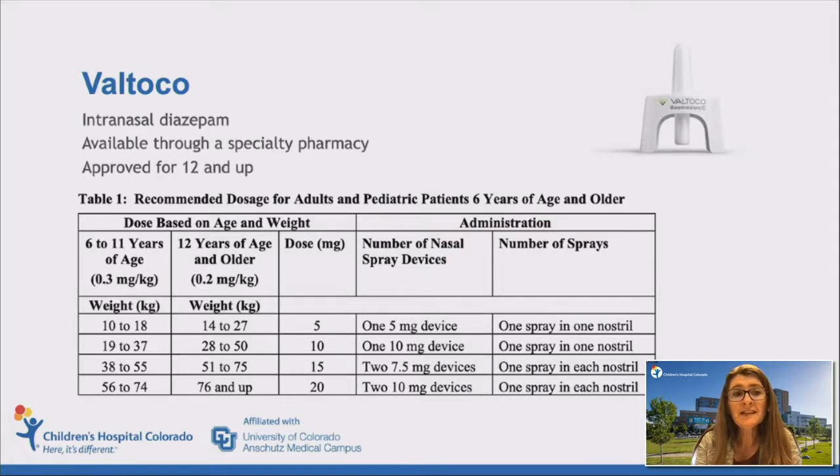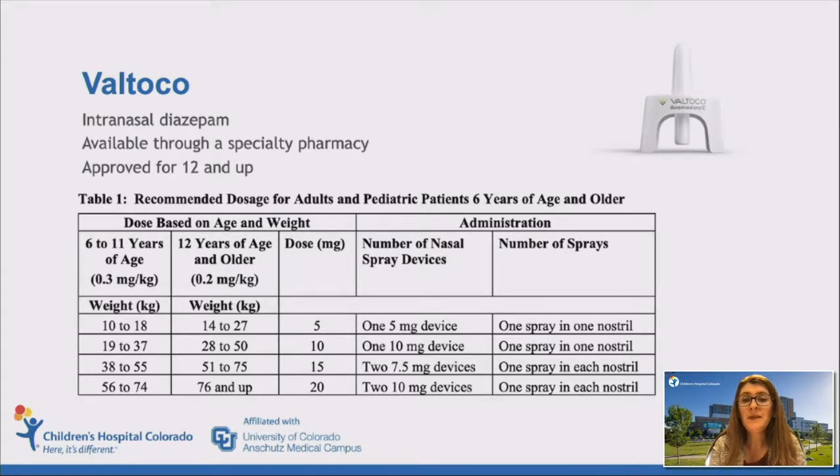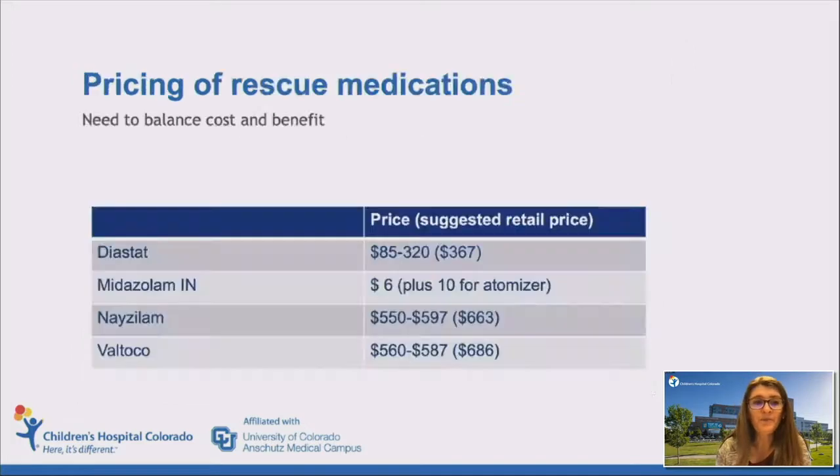We have also recently seen an intranasal diazepam. So there is intranasal preparations for both midazolam and diazepam, which we're very excited about. This, until recently, has only been available through a specialty pharmacy. I do think that there are a number of other pharmacies that are now able to access this. So that's made it a little bit more accessible to families. And this is approved for ages 12 and up. So again, we do see issues for treatment with this in getting approval for children under the age of 12. Although interestingly, we do have dosing for younger ages that's available.